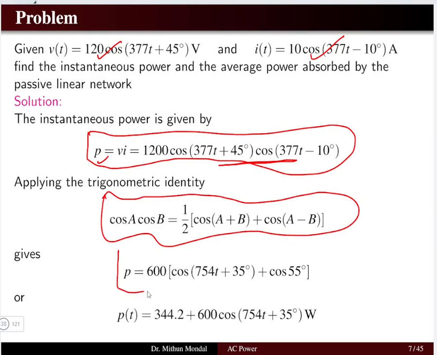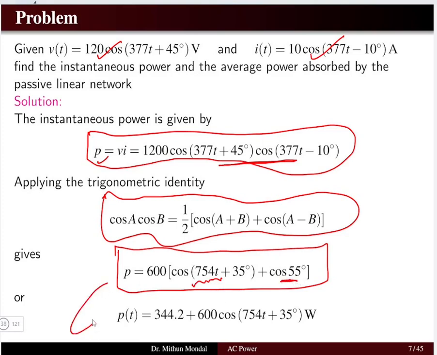So we are getting the instantaneous power in this form, where we have 600 cos of some cosine term plus cos of 50 degrees. Now if you break this into a much better format, as we have discussed for the instantaneous power, we have a constant term and we have one term with a cosine of 2 omega. So here you see we have 377 as omega. So now here we have a cosine term with the frequency of 2 omega. Now this is the equation that we have got for the instantaneous power.